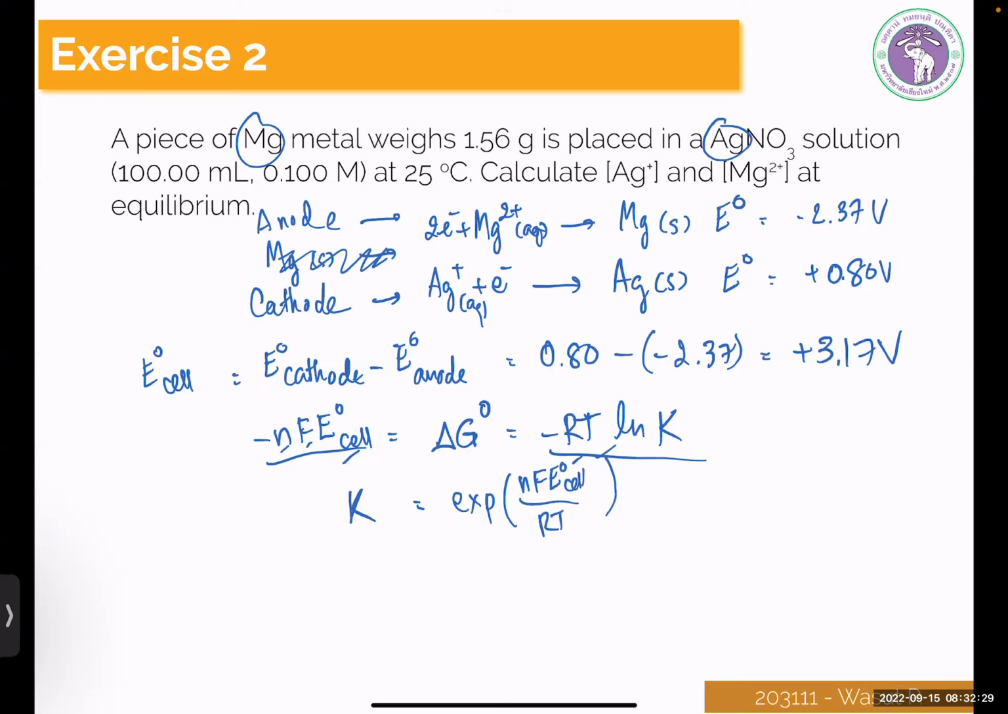Okay, so if you plug in those numbers, K equals the exponential. What's n? What's going to be my n? Looking at these two answers, I think you can tell me what n is. The LCM of one electron and two electrons. What's n? It's 2, right? The least common multiple of 1 and 2 is 2.